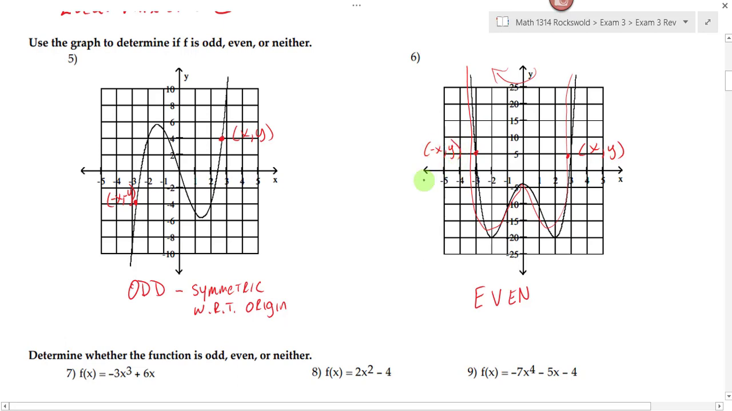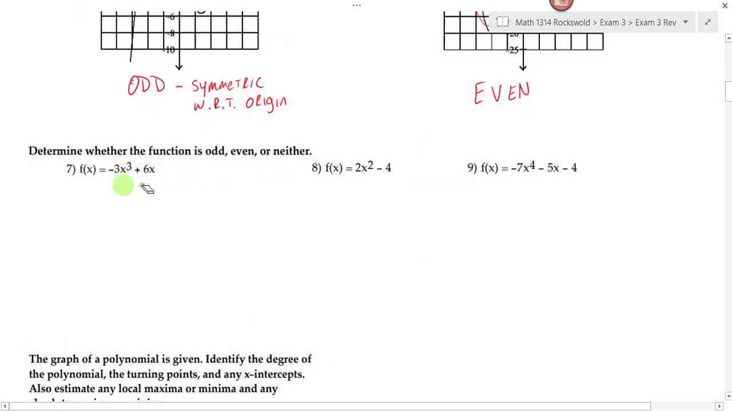Now, if you don't have a graph and you just have the function, how would you tell if a function is even, odd, or neither? You replace x with -x. Odd functions, you get the opposite function back. Even functions, you get the same function back, and you would get neither the opposite nor the same function back when you replace x with -x.